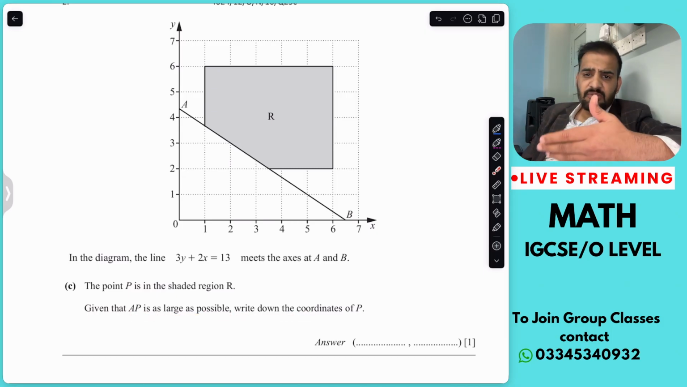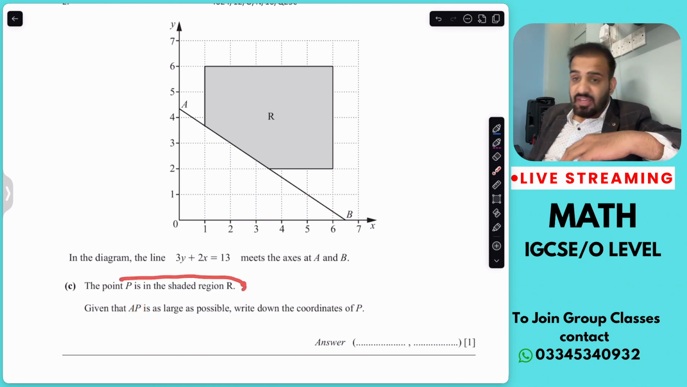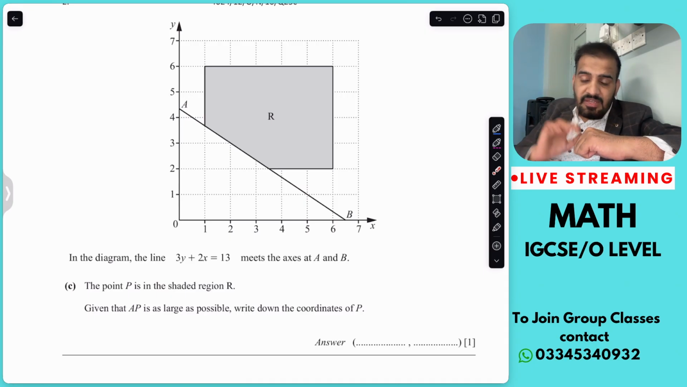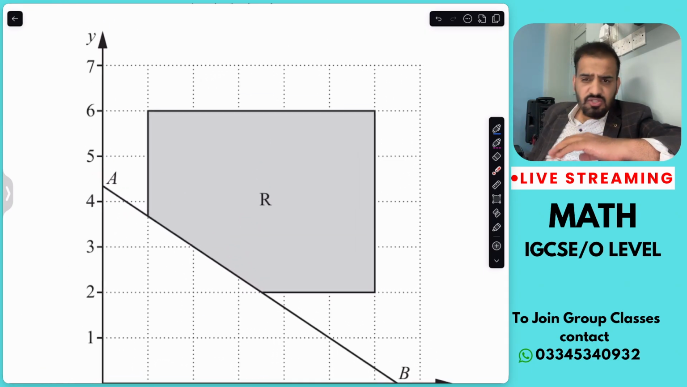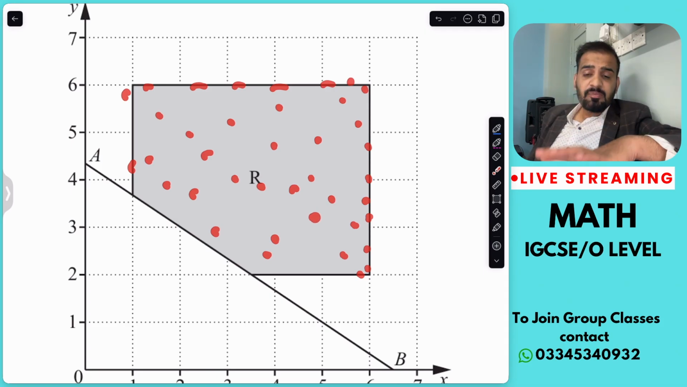I would say that this is not a maths question. AP is as large as possible. So you have to make the distance as large as possible, starting from A, ending at P. And where is P? P lies somewhere inside the region R. So now there are so many options for P. Either P can lie on the boundary, or even inside this region R.